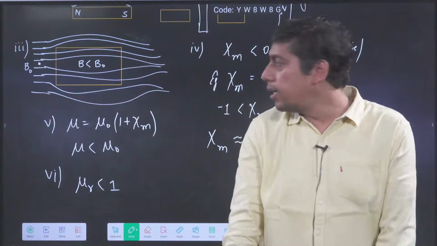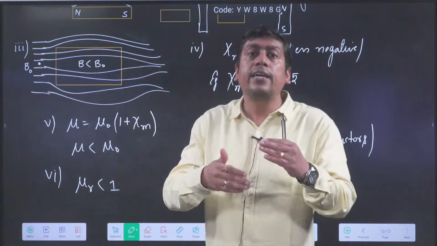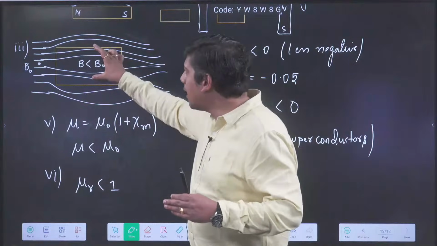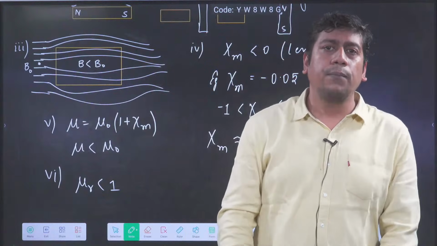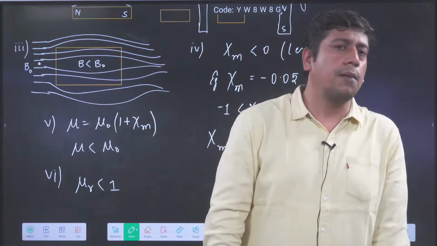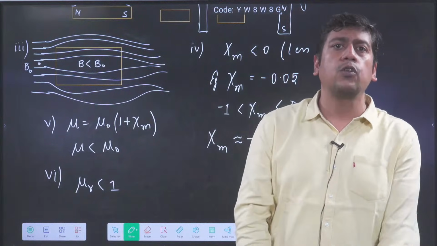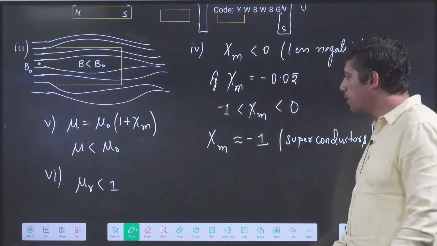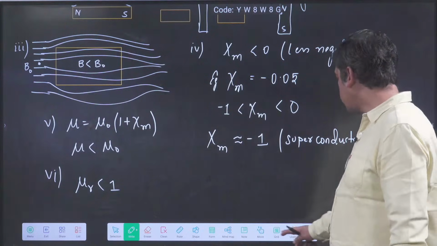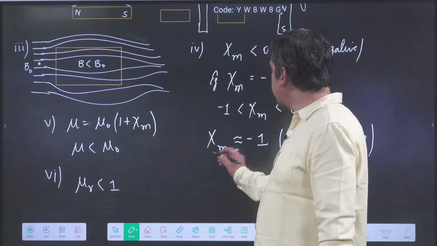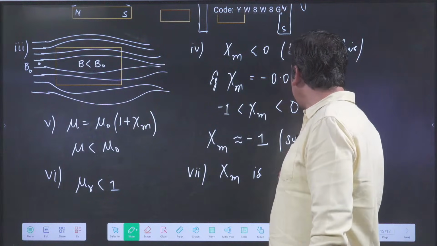ठीक है. That's why the diamagnetic material permeability, the ability to permeate through a medium, is less than the permeability of vacuum. This is the meaning. The number of field lines passing through the diamagnetic material will be less as compared to the number of magnetic field lines passing through the vacuum in the same width. ठीक है. Mu r is less than 1. Okay. One important point is susceptibility is independent of temperature.